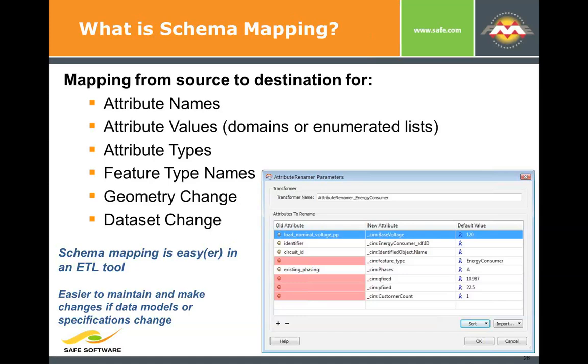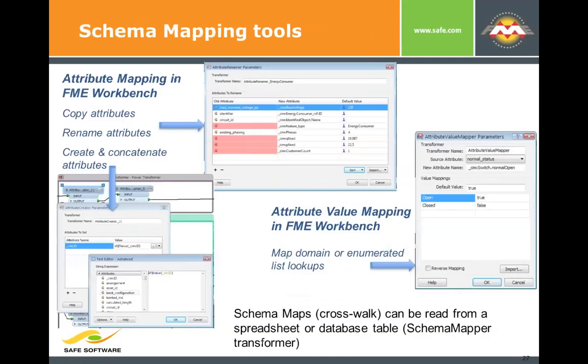So we can see that if the source data model changes, then we can quite quickly go into one of these, and in this case, we're looking at an energy consumer mapping, and we could switch the source attribute. We'll have a quick look at that in a moment.